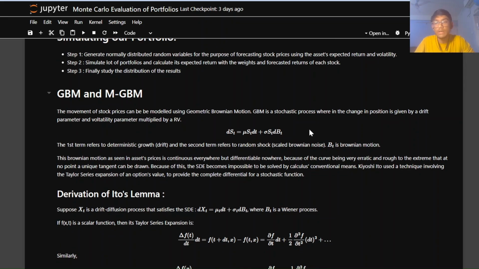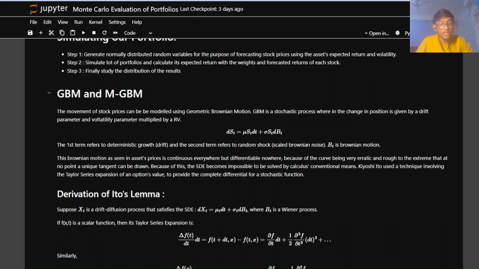Let's start with what GBM, or geometric Brownian motion, is. As I mentioned before, the movement of stock prices can be modeled using GBM. It's simply a stochastic process and the stochastic differential equation is given by this right over here: dSt equals mu times St times dt plus sigma St times dBt. Here St is obviously your asset's price, mu is the mean, sigma is your volatility and Bt is just Brownian motion. And this SDE has two terms.